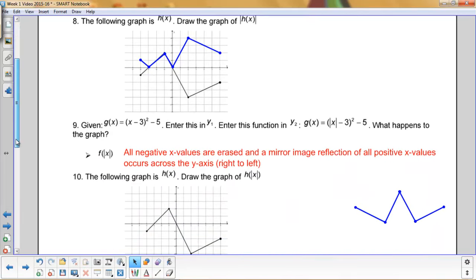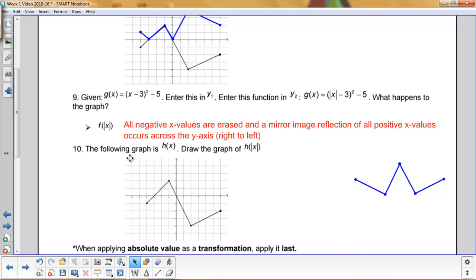All right, number 9, it gets a little bit different. Okay? Number 9 is what is known as a mirror image reflection. Okay? So we got some negative x values, and they get erased. And then what goes in their place is a mirror image reflection of all of the positive x values. Okay? So I found it, I hid it over here, but it's white, so I might have to take a few minutes to find it.